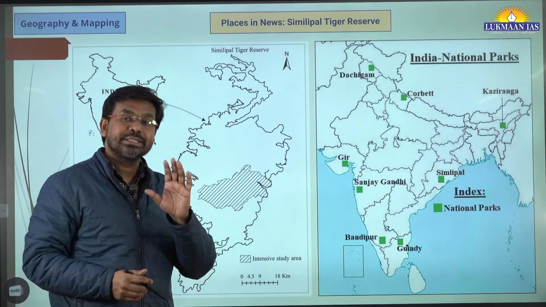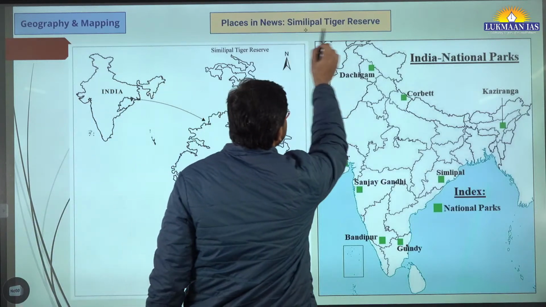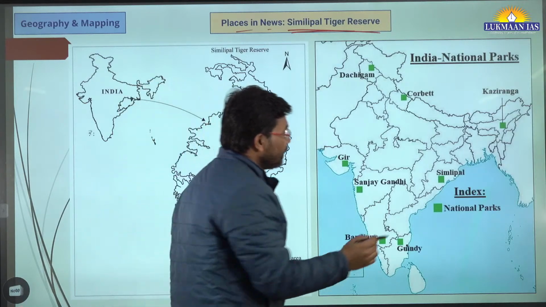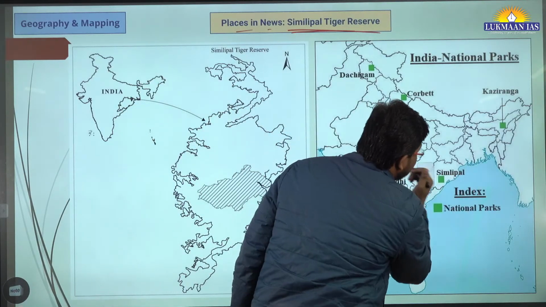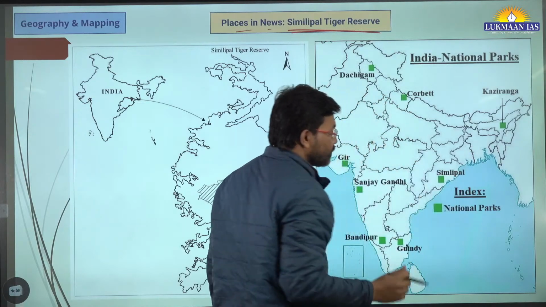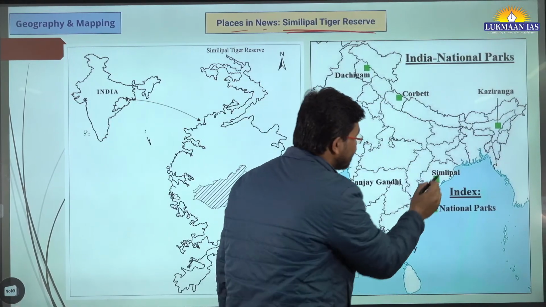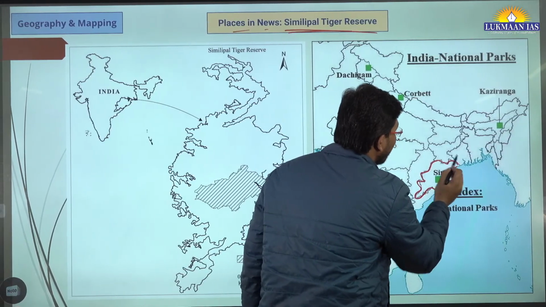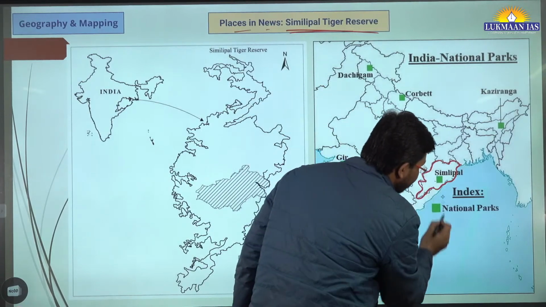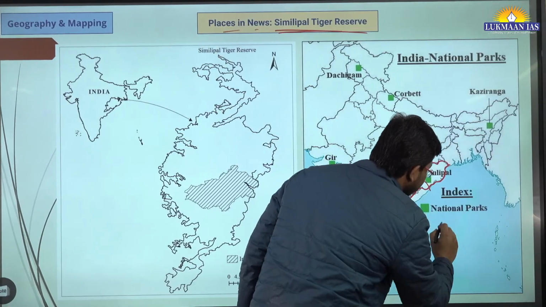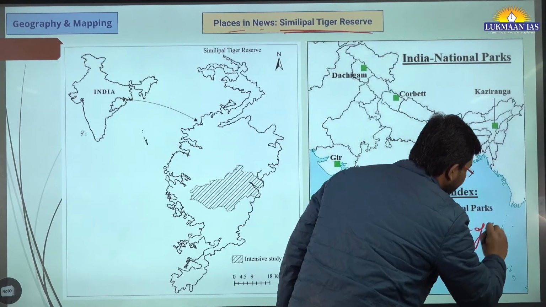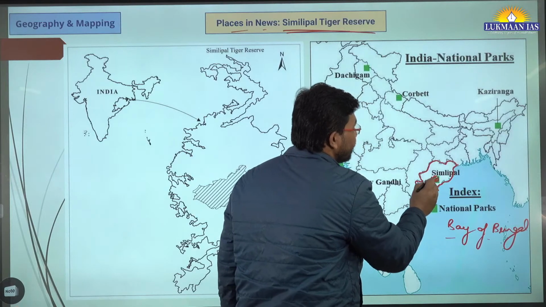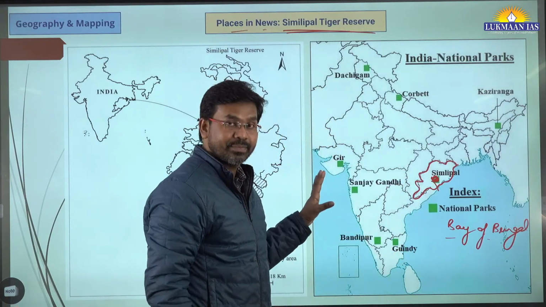Okay, so first of all, see the location of the Simlipal Tiger Reserve because it is going to be important under places in news. All right. So Simlipal, okay, remember the spelling as well. It is Simlipal Tiger Reserve. So where is it located? It is located in the state of Odisha. So this is the state of Odisha, and the state of Odisha has coastal boundary with the Bay of Bengal. Okay, so this particular place is Bay of Bengal. So it does have coastal boundary with Bay of Bengal, and Simlipal Tiger Reserve is this particular location. This is where Simlipal Tiger Reserve is located.